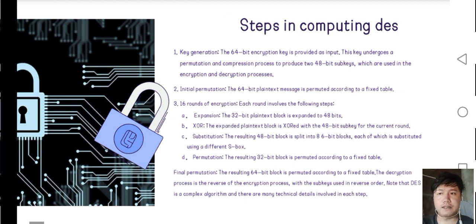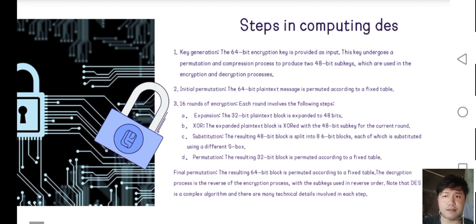Steps in computing DES. Number 1. Key generation. The 64-bit encryption key is provided as input. This key undergoes a permutation and compression process to produce sixteen 48-bit subkeys, which are used in the encryption and decryption process.